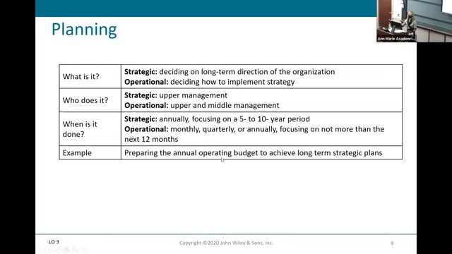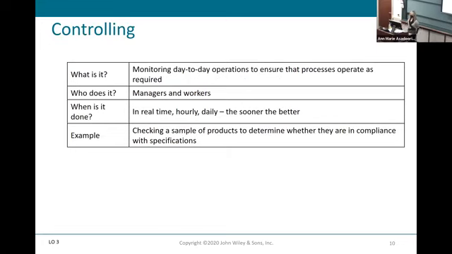Example, preparing the annual budget, or preparing the master budget, the quarterly budget, in order to help achieve those long-term goals. Everything is set up and broken down to get to that long-term strategic plan. Okay, controlling is the day-to-day operations to ensure that the processes operate as required, again, to hit your strategic goals, right? So everybody is going to be doing different things depending on the different strategies.